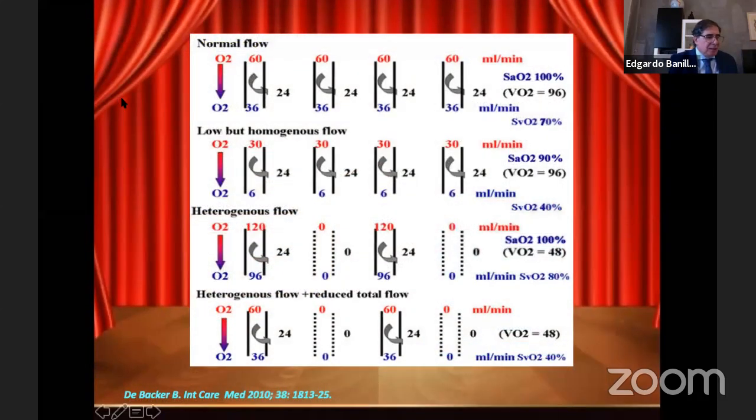If we imagine microcirculation, we can find different scenarios. The upper part of the image shows normal circulation. Below, there is an example of hypovolemic shock. The capillary flow slowed down due to peripheral vasoconstriction, showing a drop in venous oxygen saturation.